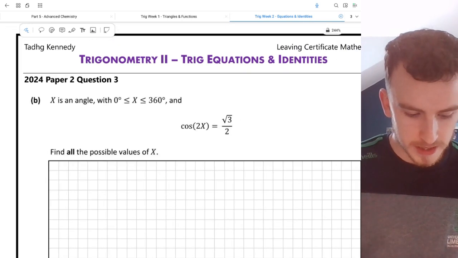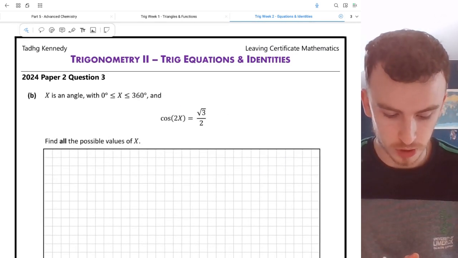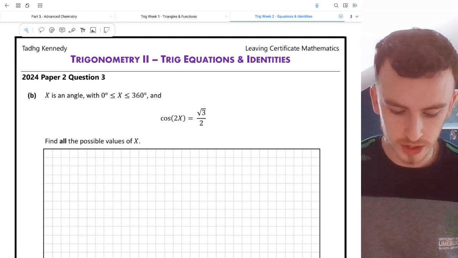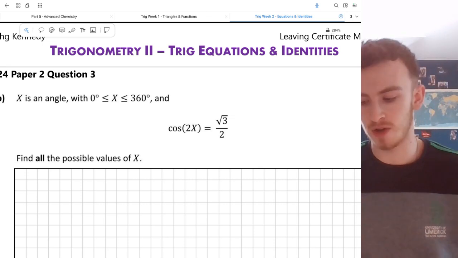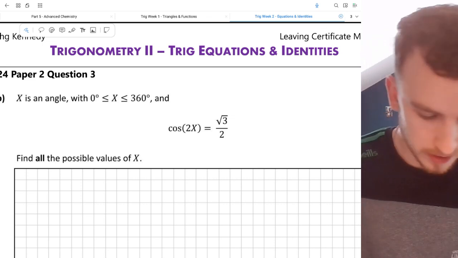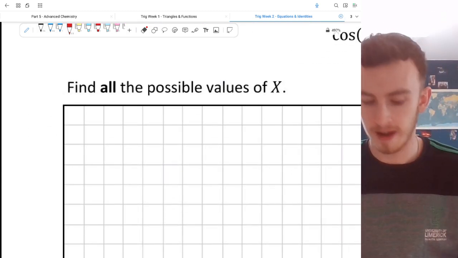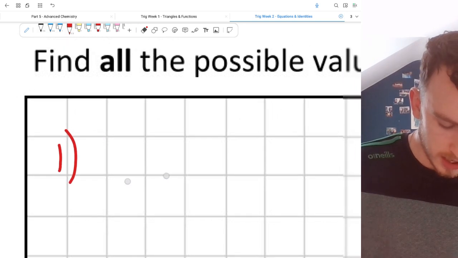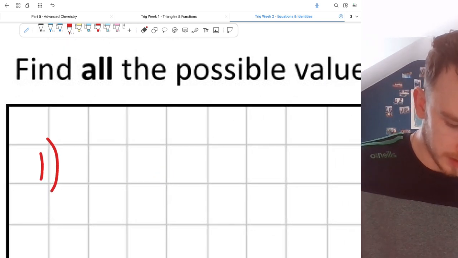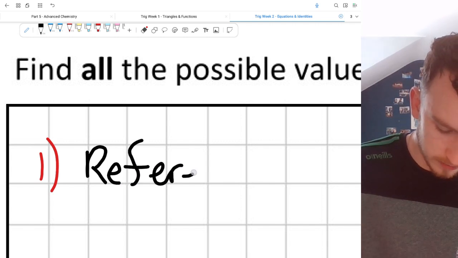So, this is from last year's paper, paper 2, question 3. So x is an angle between 0 and 360, right? And cosine 2x is equal to root 3 over 2. So find all possible values of x. So with a trig equation, your first step is to get your reference angle.